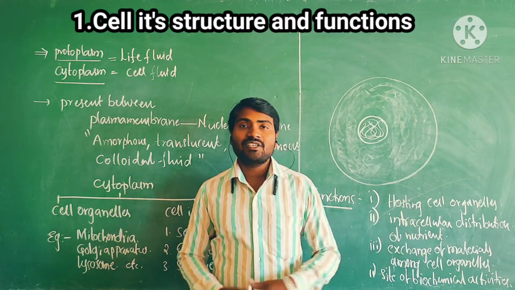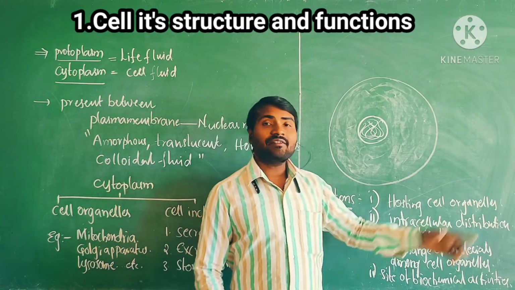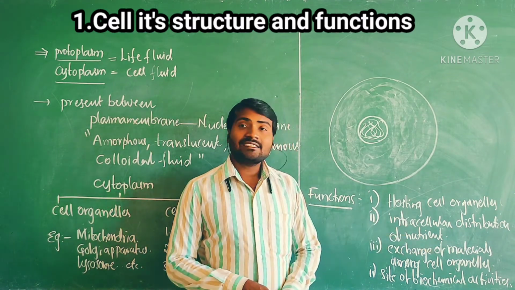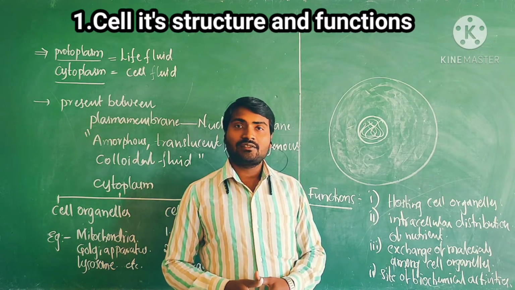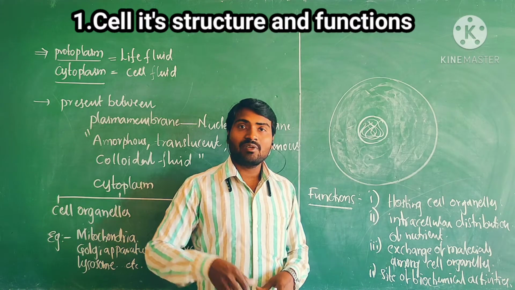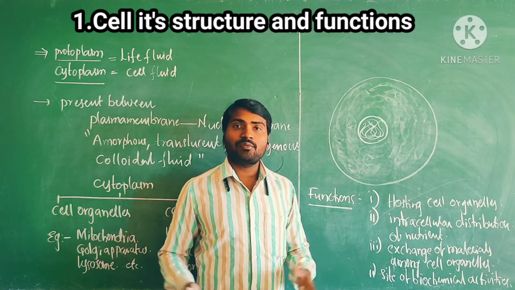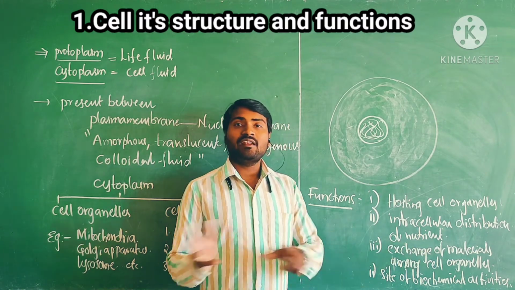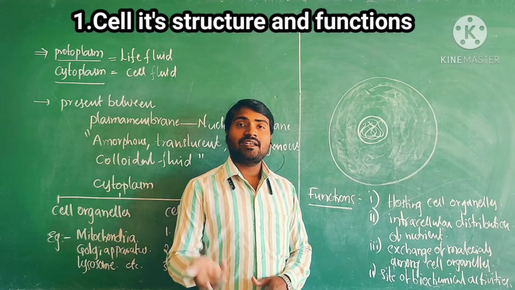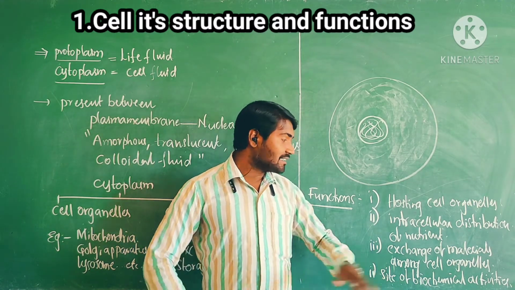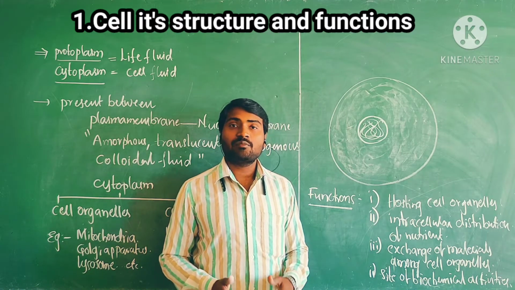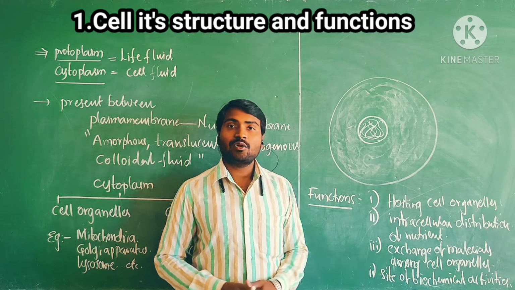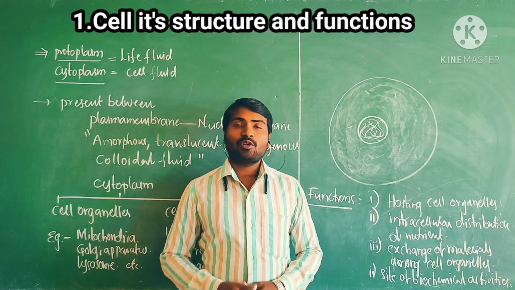Let us see the functions of this cytoplasm. Cytoplasm hosts different types of cell organelles. All cell organelles are present in the cytoplasm only. And intracellular distribution of nutrients and minerals, that is, within the cell, takes place through this cytoplasm. Exchange of materials between or among the cell organelles takes place through this cytoplasm only. And it is a site for various biochemical, metabolic activities. For example, glucose breakdown, so glycolysis takes place in the cytoplasm. So this is about the cytoplasm.